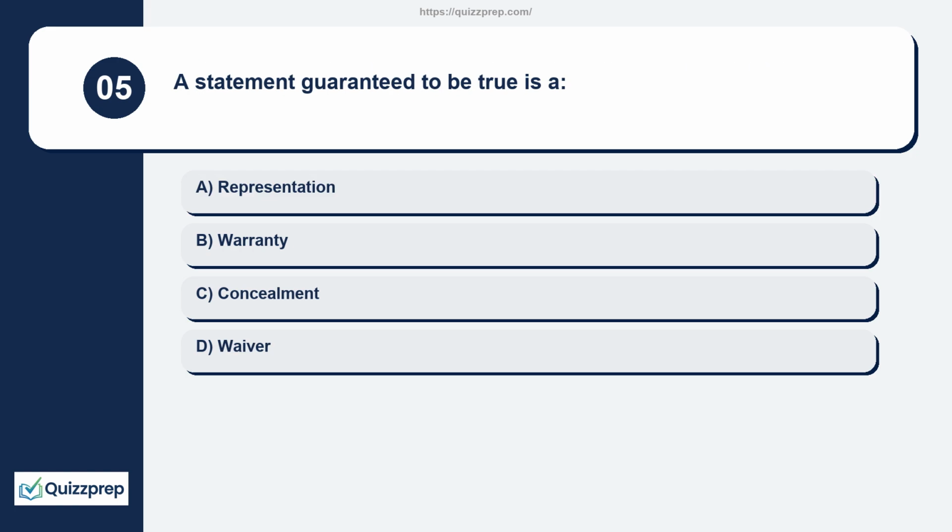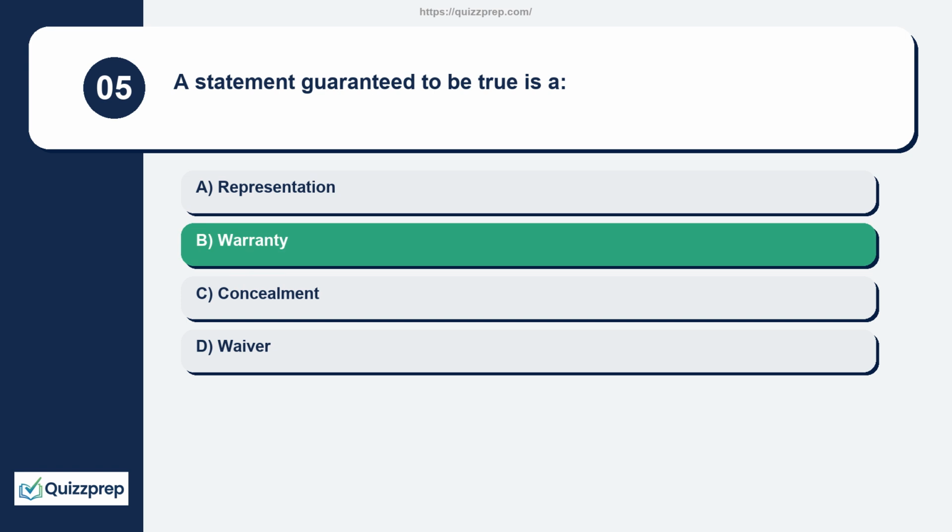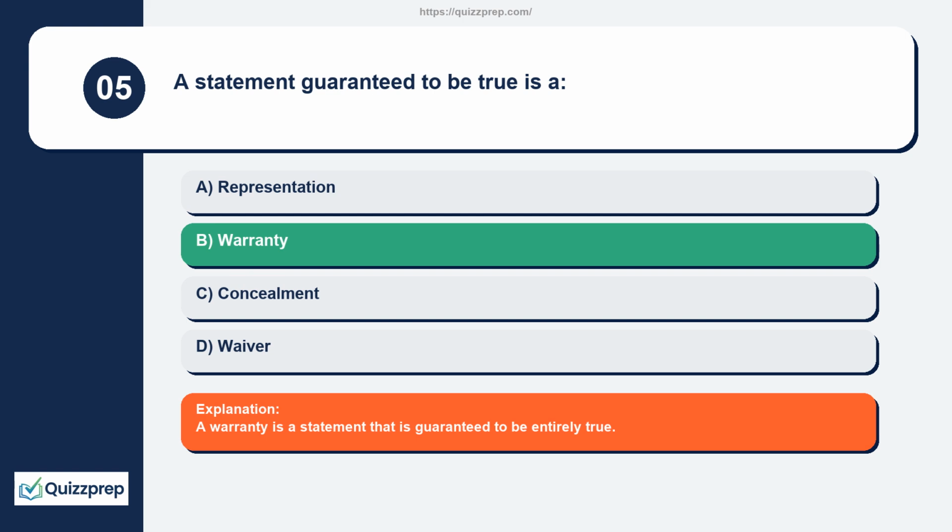Question 5. A statement guaranteed to be true is a representation, warranty, concealment, waiver. A warranty is a statement that is guaranteed to be entirely true.